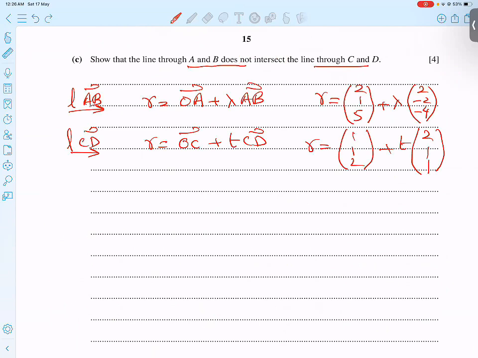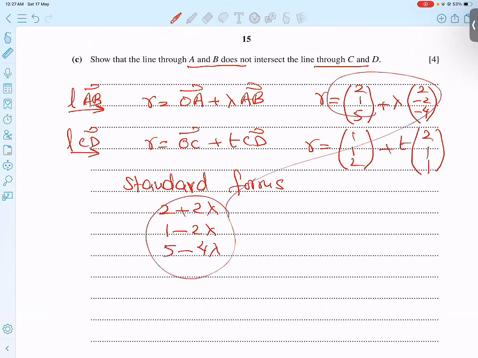So what is job number 1? I will convert both lines into standard form. Now, how to convert to standard form? I multiply lambda inside and then add with that. So I do it directly so you people understand. This is 2 plus 2 lambda. I repeat, 2 plus 2 lambda. And 1 minus 2 lambda. And 5 minus 4 lambda. This I get from here.